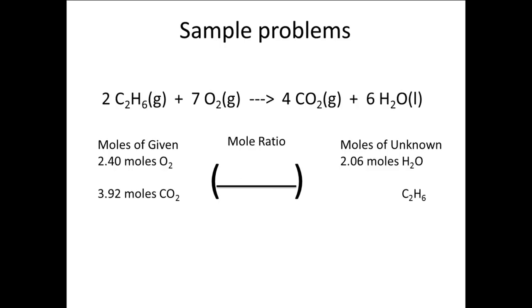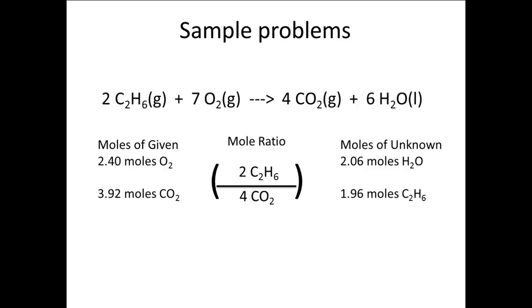The second problem is, if 3.92 moles of CO2 are produced, how many moles of C2H6 are needed? Pause the video and do the calculation. The mole ratio should be 2C2H6 over 4CO2, and the answer to the correct number of sig figs should be 1.96 moles of C2H6.